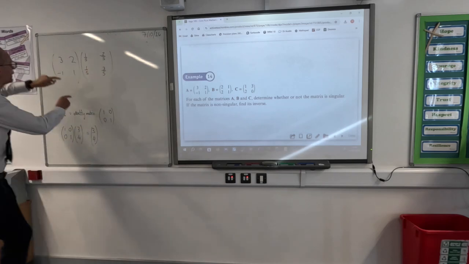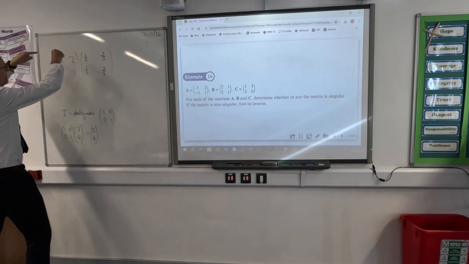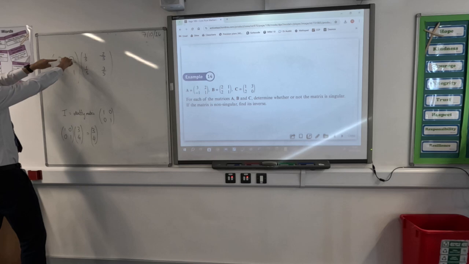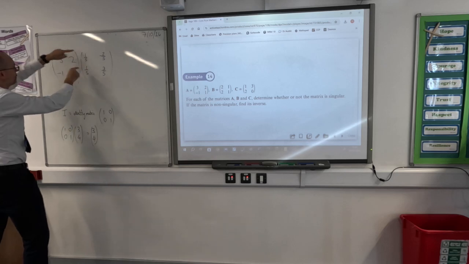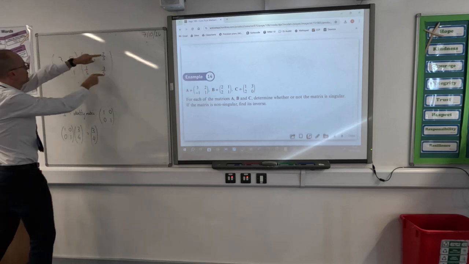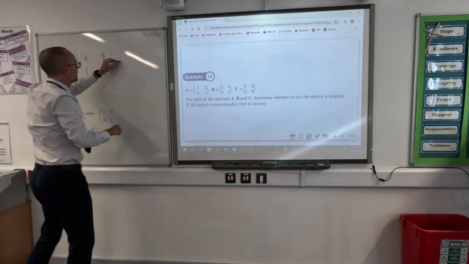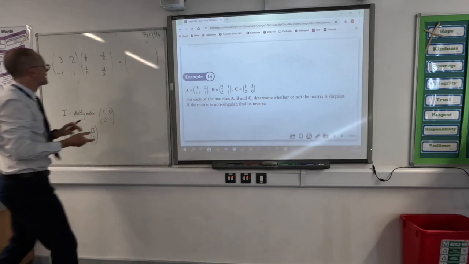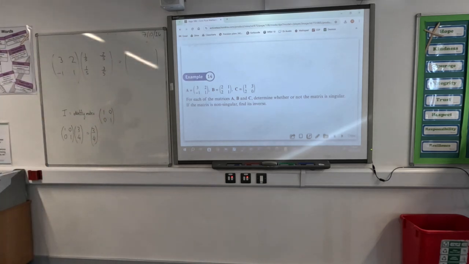And do you remember how we multiply? Those two multiplied by those, add them together. Those two multiplied by those, and that gives us, in this case, a 2 by 2 matrix, which we are hoping, fingers crossed, will be the identity matrix.